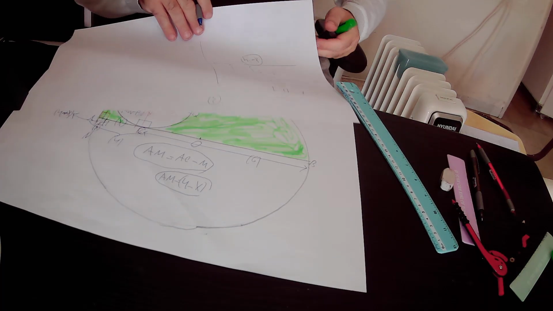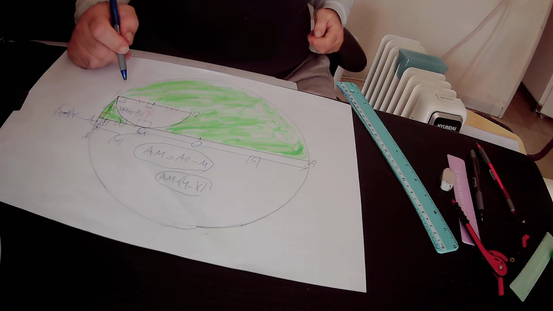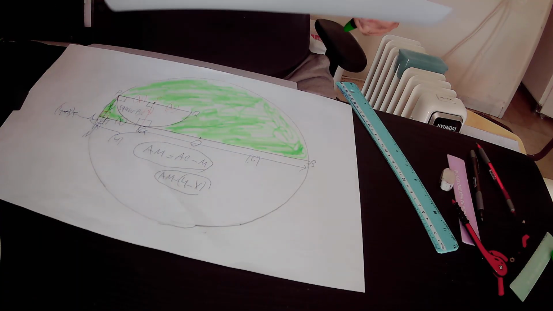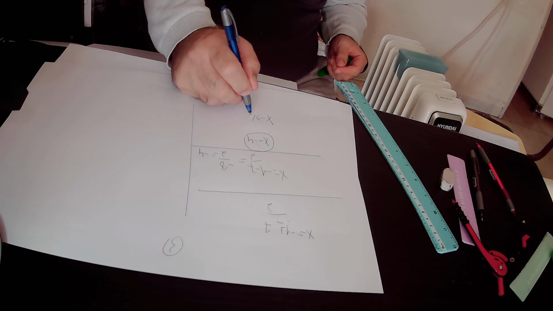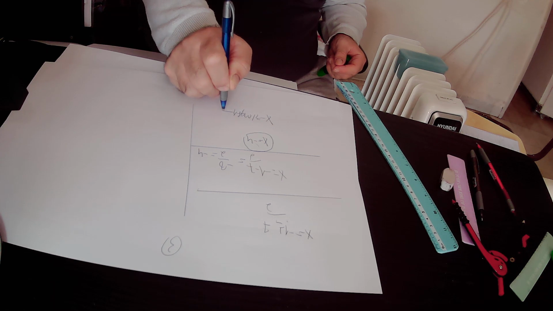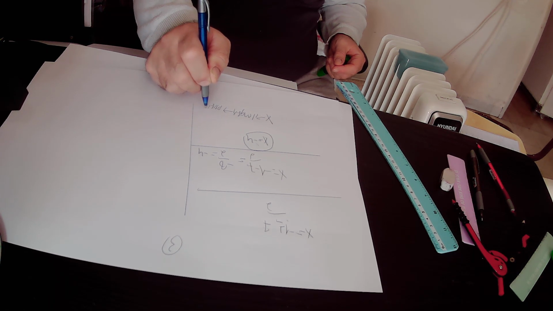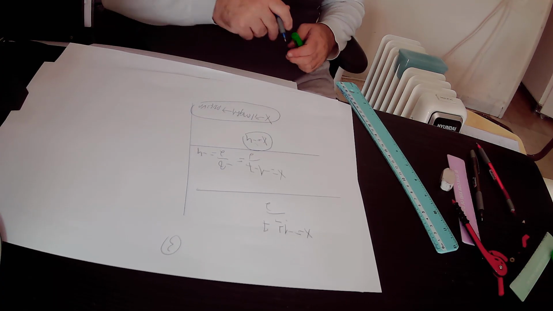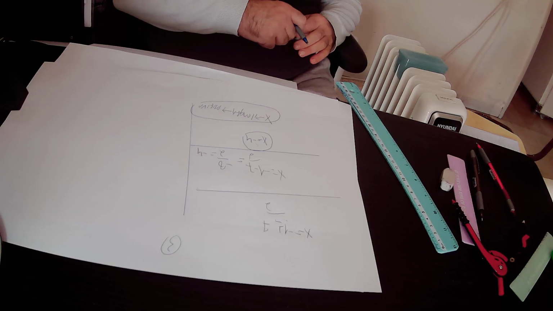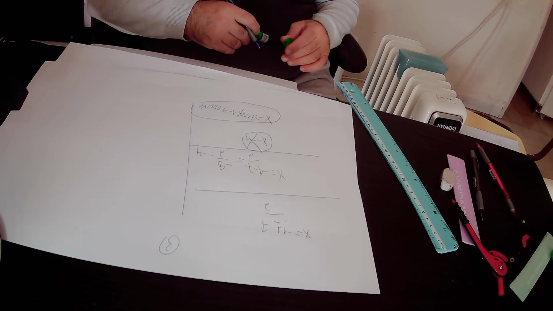But x can never be equal to minus 4, because x is the radius of this small semicircle. So x is a length, and x as a length must be a positive number. So it can never be equal to minus 4, that is a negative number. So we cancel this solution and we take into account only the second solution for x.